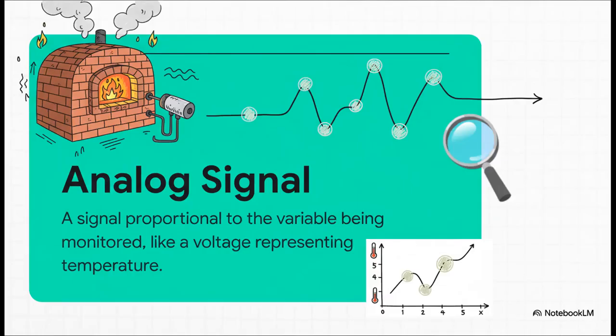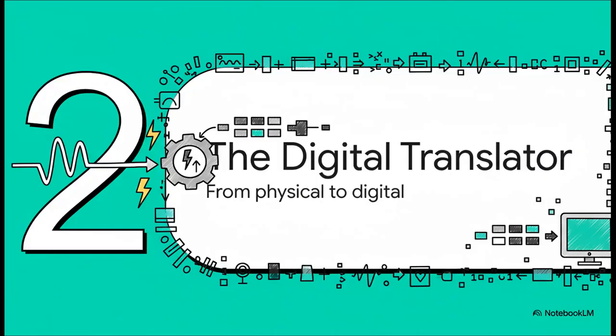You know, it all starts with this, an analog signal. So imagine a temperature sensor inside some giant industrial oven. As that oven gets hotter, the sensor doesn't just send a message saying, hey, it's hot. No way. It sends out a voltage that is perfectly proportional to the heat. So maybe 10 degrees is 1 volt, 20 degrees is 2 volts, and on and on. That smoothly rising and falling voltage, that's our analog signal.